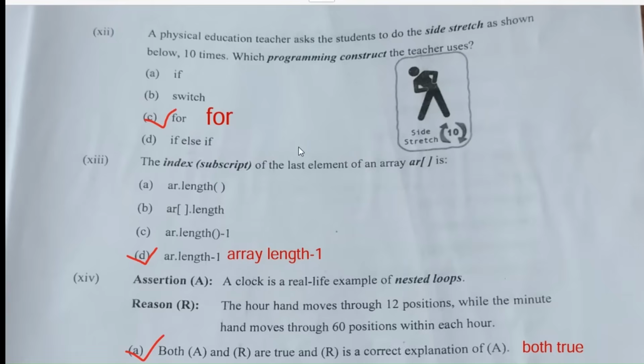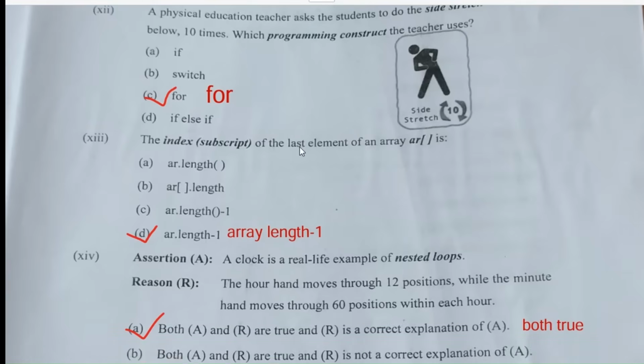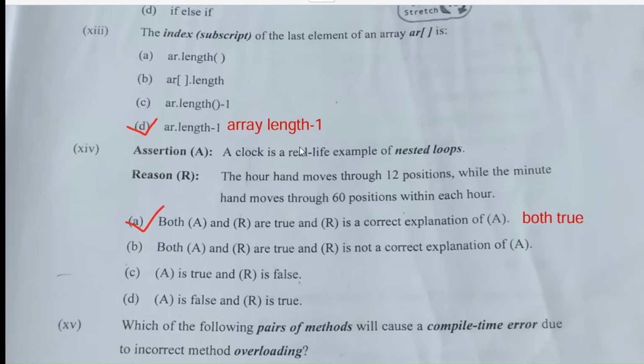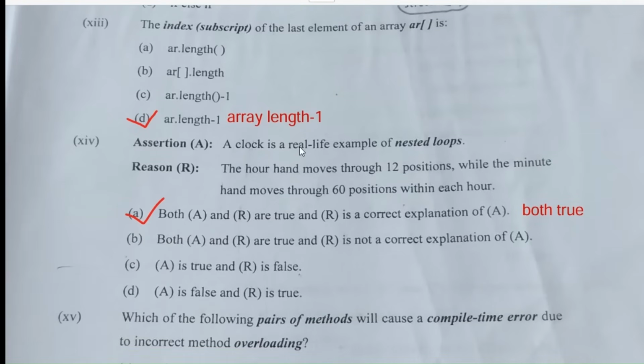Now question 13. Index of the last element in an array. Answer. Index of the last element in an array is the length of array minus 1. So the answer is option D, whereas option C is the length of a string.